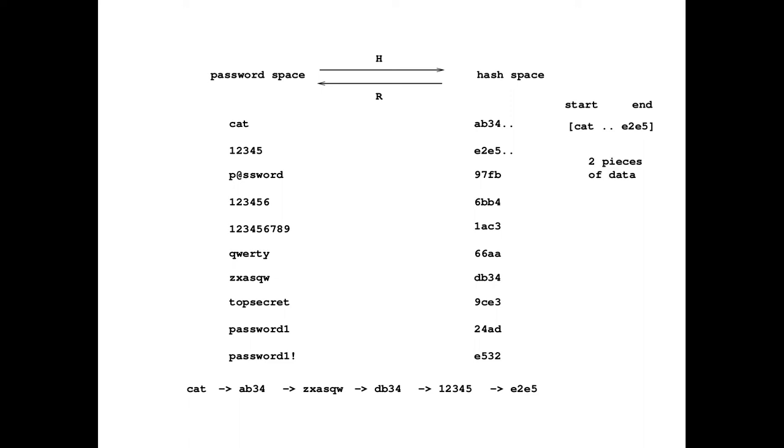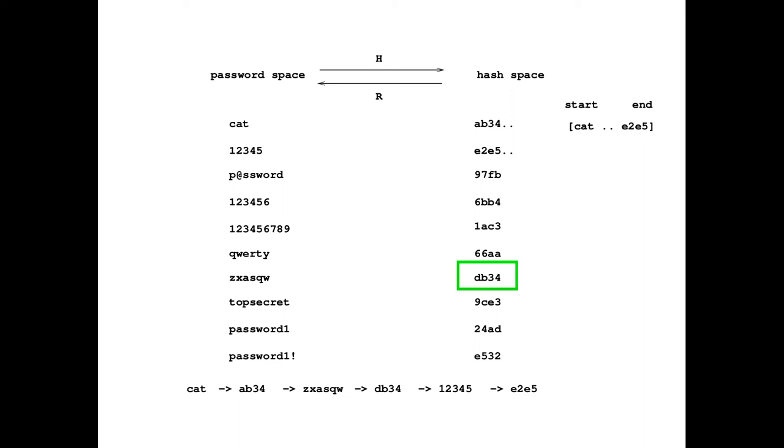This start and end is just two pieces of data. So this is what gets stored. We store only two pieces of data, but the chain itself can be arbitrarily long. There could be thousands of passwords that are represented using only two pieces of information: the start password and the end hash of that chain. And this is where the time-memory trade-off occurs. We store less in terms of memory, but it takes longer to reverse a password in time.